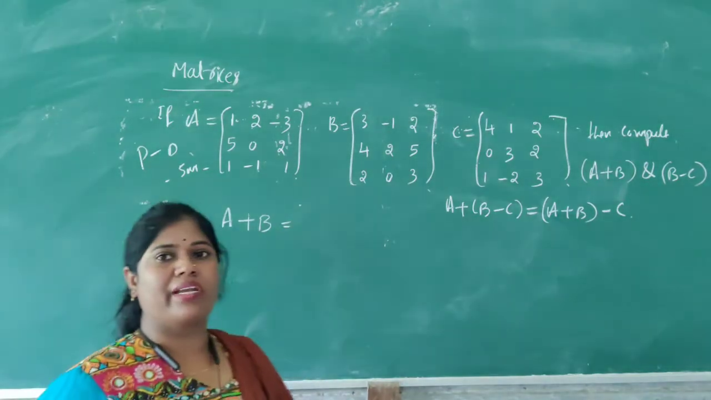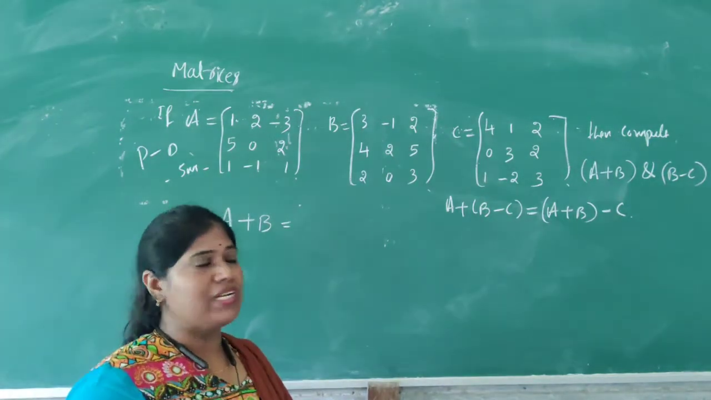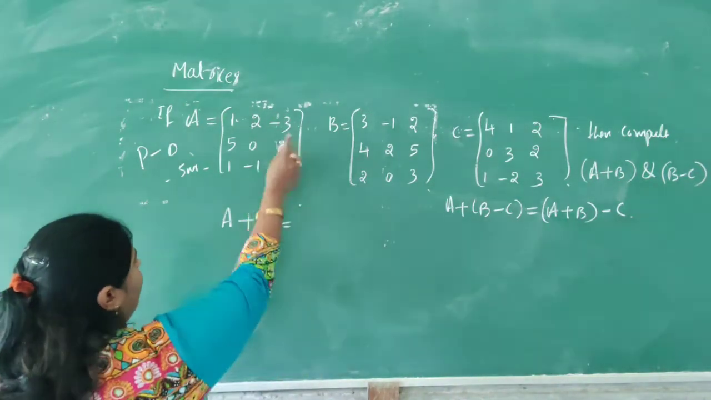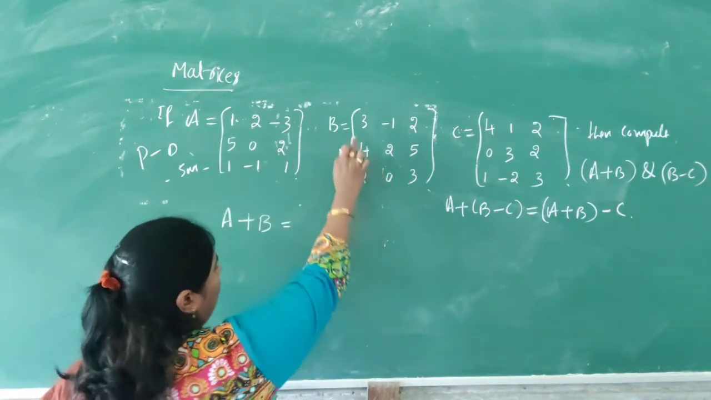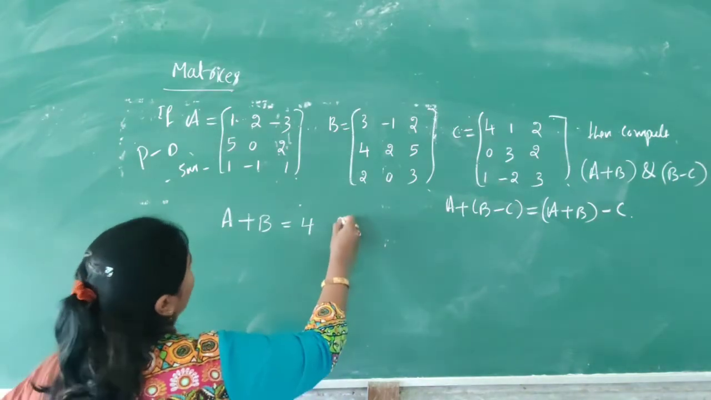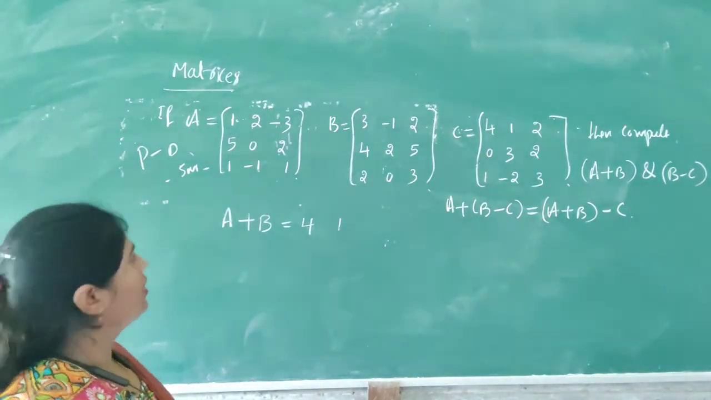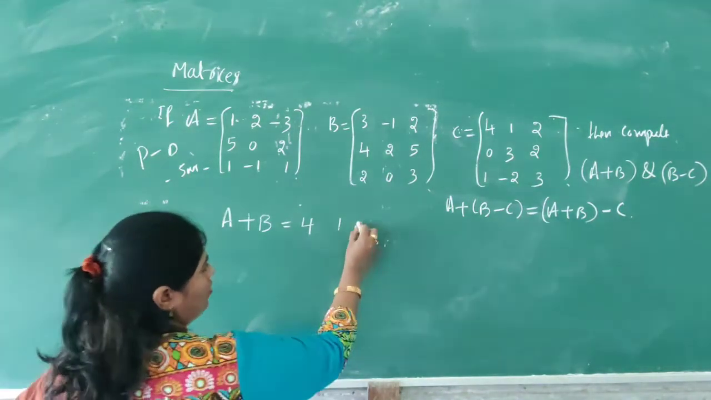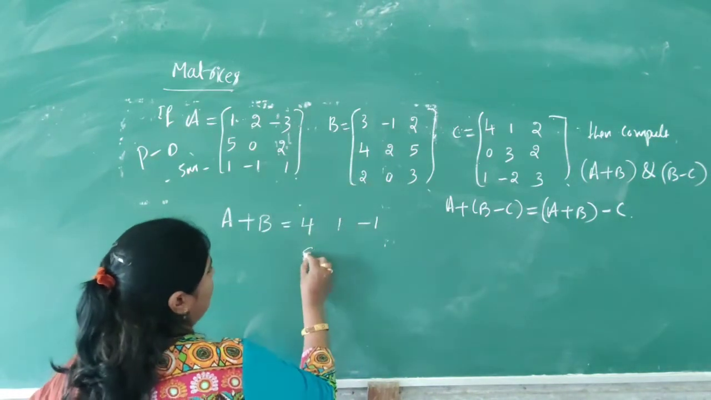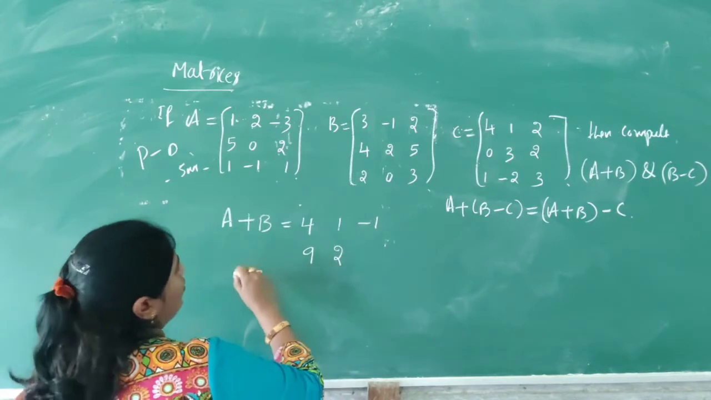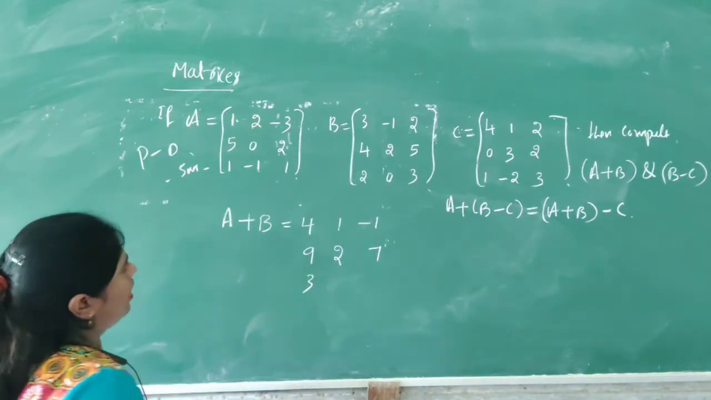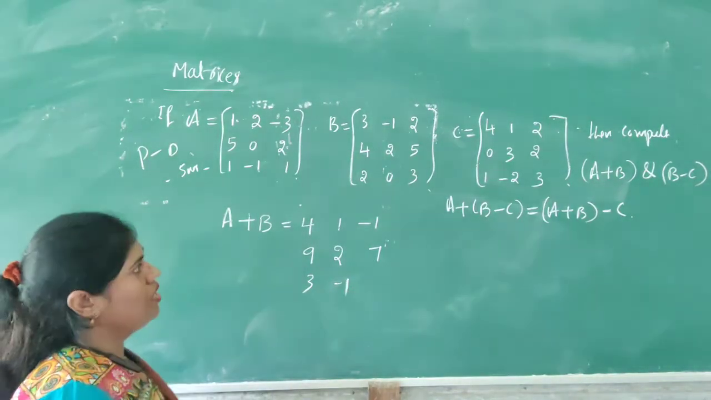So A plus B is addition of the matrices. We have to add the matrix A and B, the corresponding elements. So the corresponding elements: 1, 2, minus 3 corresponds to 3, minus 1, 2. 1 plus 3 is 4. 2 plus minus 1 is 1. Minus 3 plus 2 is minus 1. Next, the second row: 5, 0, 2. 5 plus 4 is 9. 0 plus 2 is 2. 2 plus 5 is 7. 1 plus 2 is 3. Next, minus 1 plus 0 is minus 1. 1 plus 3 is 4.